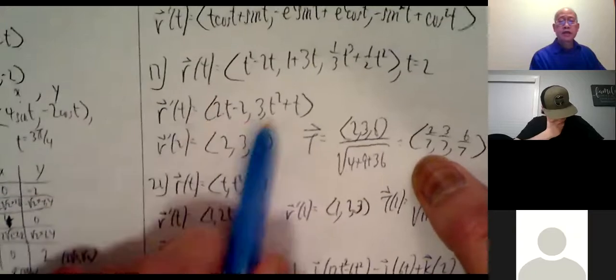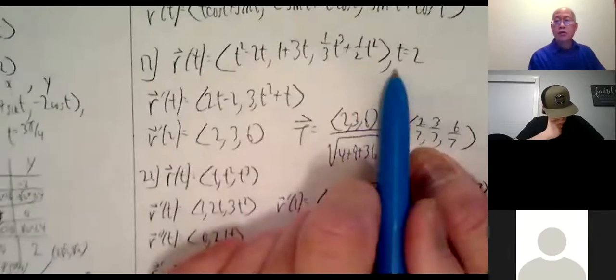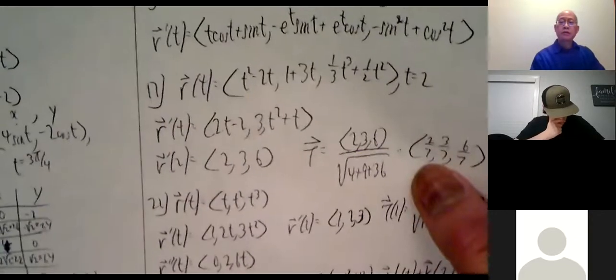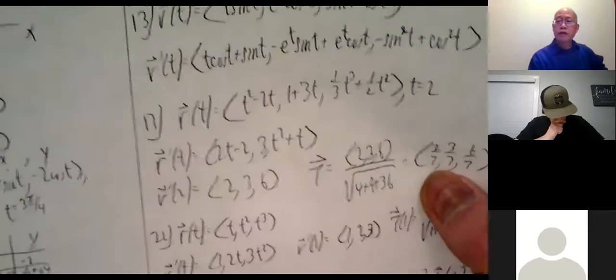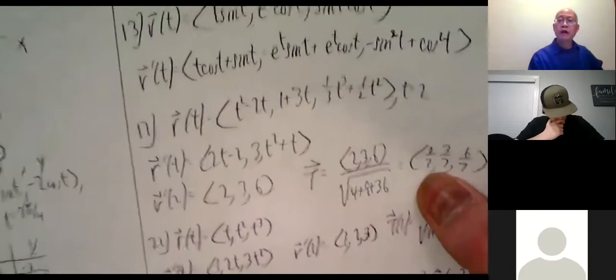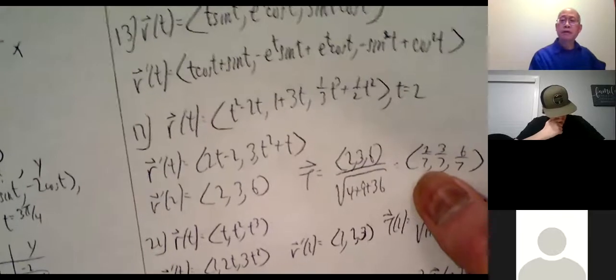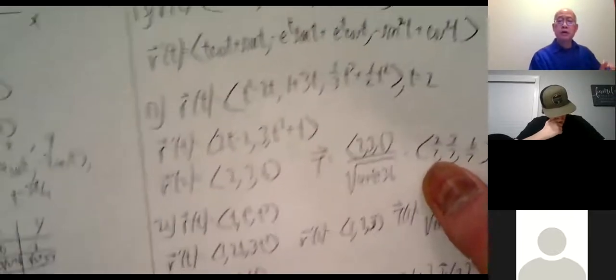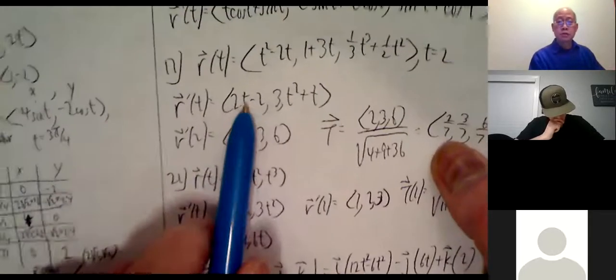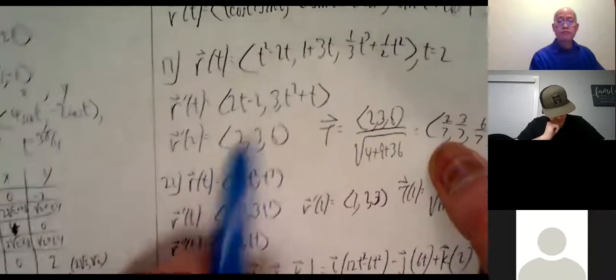Okay, that's the tangent vector anywhere. Now we're at t equals 2. I plug in 2. That's just like Calc 1, right? In Calc 1, you had a formula for the derivative. Now they say, what's the derivative at x equals blah, blah, blah. Then you just plug in. So now I just plug in 2. So 2 times 2 minus 2 is 2.